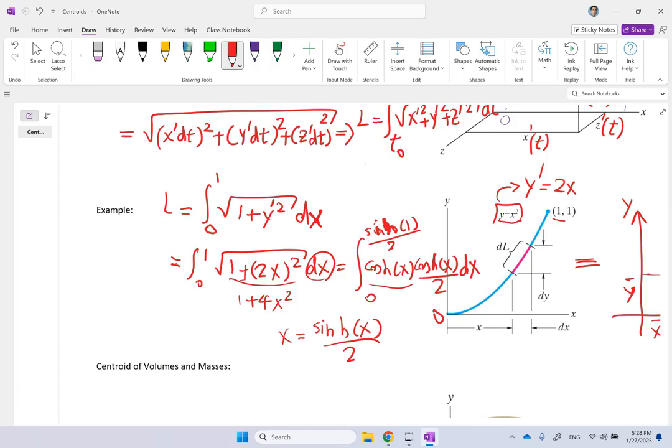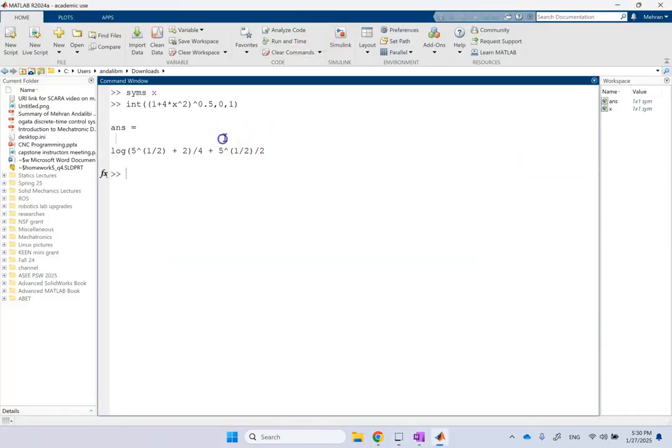So let's get the number here. Here I use MATLAB to calculate it. So what is the integral of 1 plus 4x squared to the power 1/2, or square root, from 0 to 1? It gives you this number, and of course it always gives you a symbolic number, so you have to evaluate it. And that should give you some decimal. There we go, 1.4789.